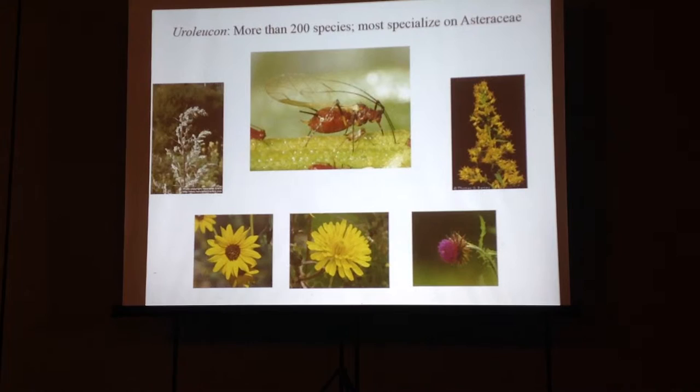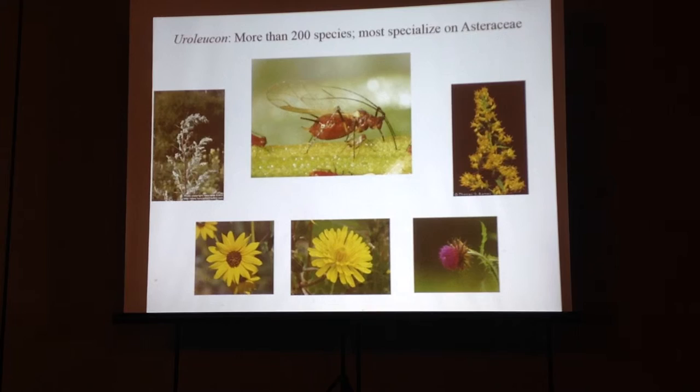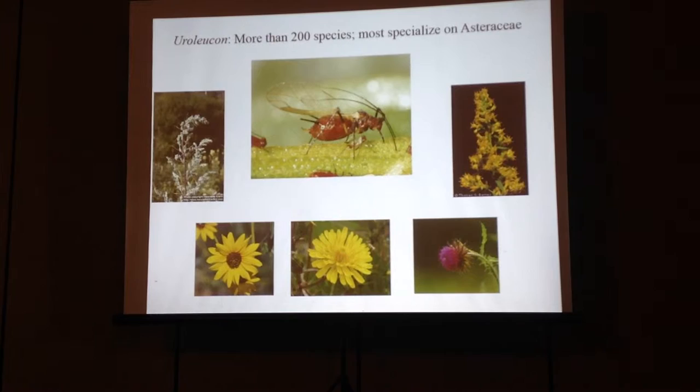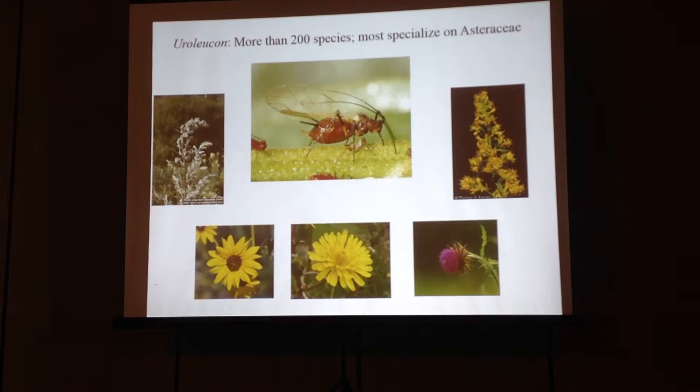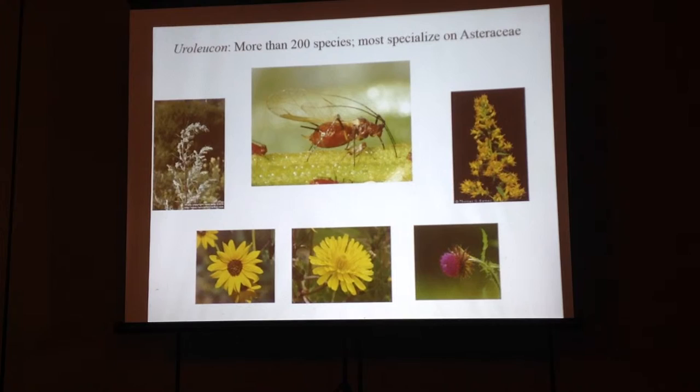Now, Uroleucon can stand as an example of many, many different groups of herbivorous insects, in that there is high diversity and high levels of host specificity, as well as specificity on a variety of plants that are related to one another, for example, mostly in the family Asteraceae. One can pose quite a number of questions about Uroleucon as representative of many groups of herbivorous insects. And I will just mention a few of them.